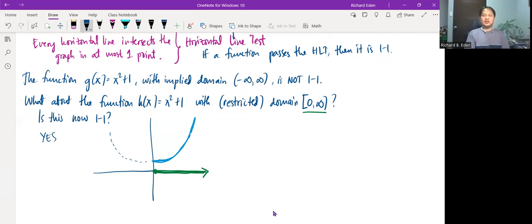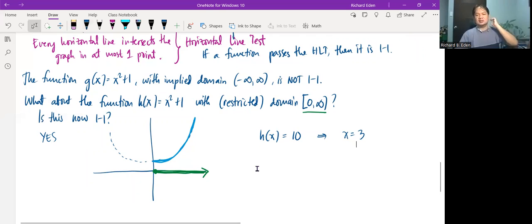Because this time, if you think of the situation h of x is equal to 10, are you able to conclude what x is? For 10, which is an output, do we know who is responsible for it? So now you see that it can only be 3. Negative 3 is not included because it is not in the domain anymore. So what this shows is that a function may not be one-to-one, but it may be possible to restrict its domain so that as soon as you do that, it becomes one-to-one.